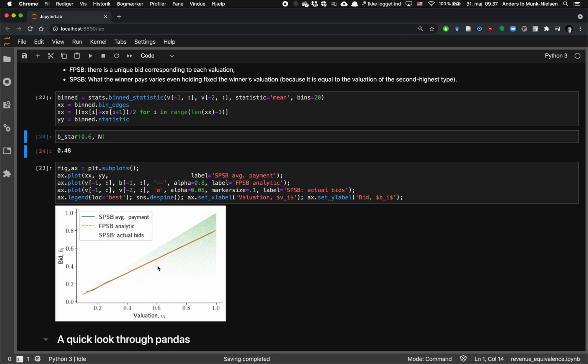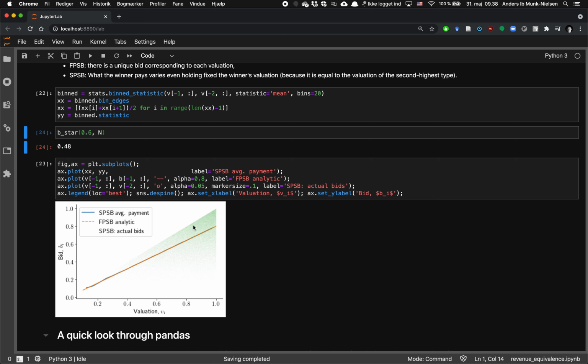But in the second price sealed bid, as we talked about, if this is your valuation, well, then there's a full distribution around that of different valuations of the second highest type, because they're just independently distributed uniforms. We've conditioned on a uniform being smaller than or equal to my valuation, but there's still a full distribution around it. So all these green little dots here are all of the observed payments. The actual bids, you can't see the green one here because it's too small, but the green ones are the actual payments that ended up getting paid.